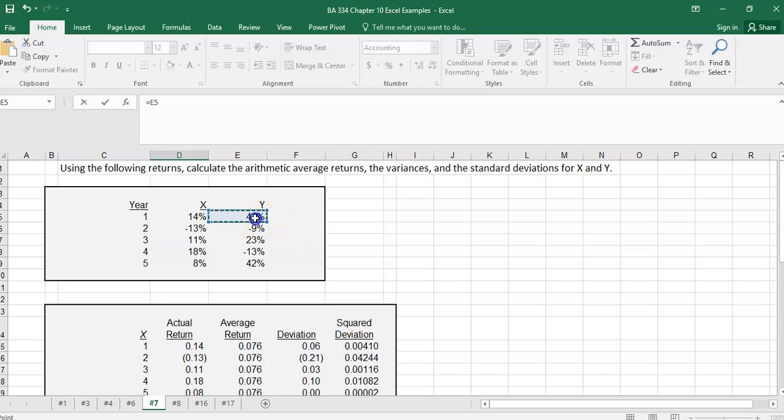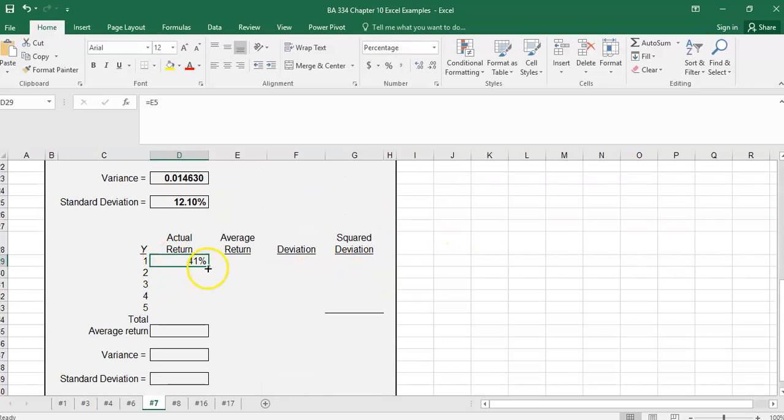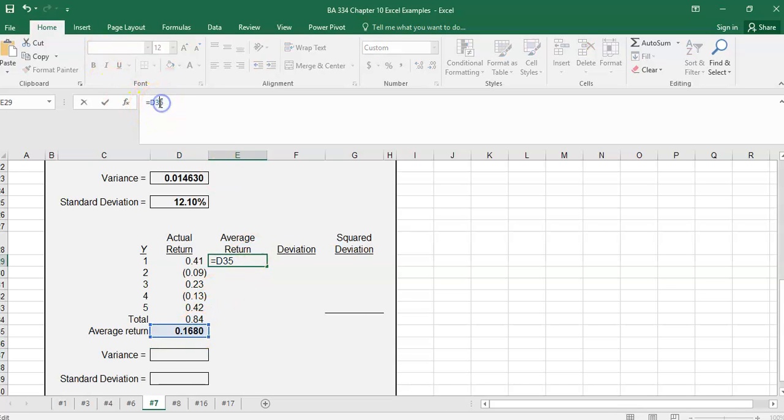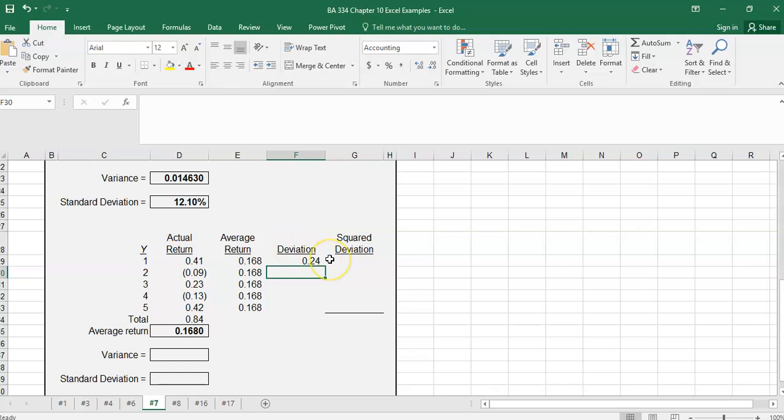Bring down our actual return for y. Change that to a number from a percentage. Add them together, and divide that total by 5 to get an average. Then the average return, we're going to lock that cell. And then the deviation is the difference between the actual return and the average return. So how far are we out from the average?